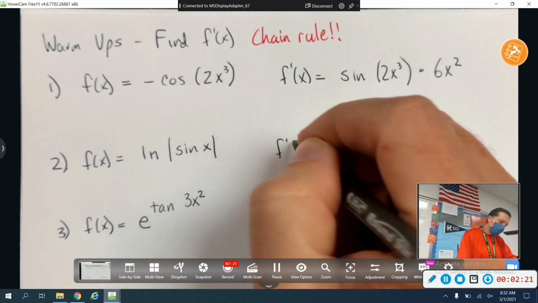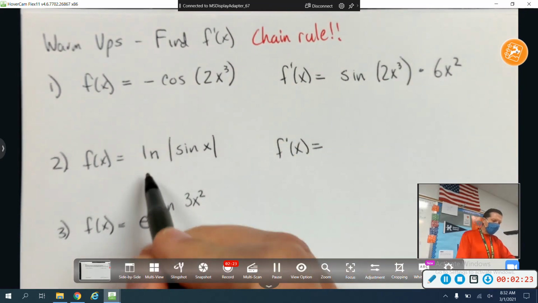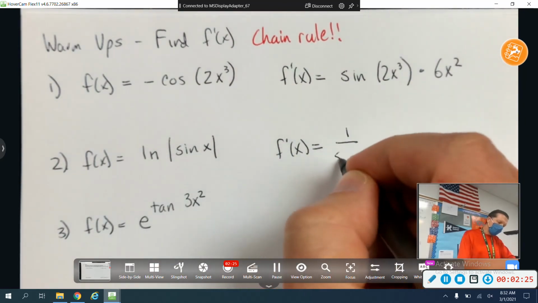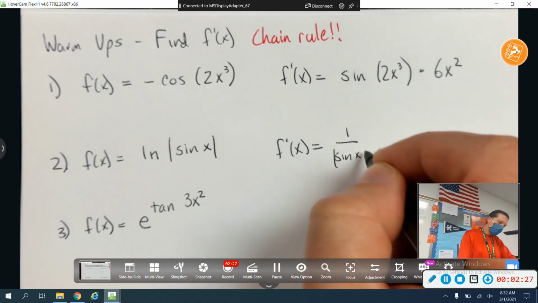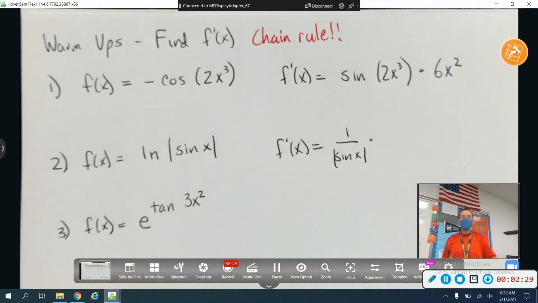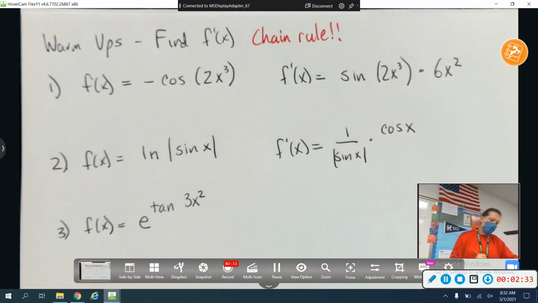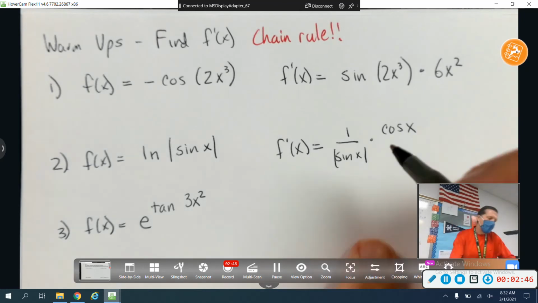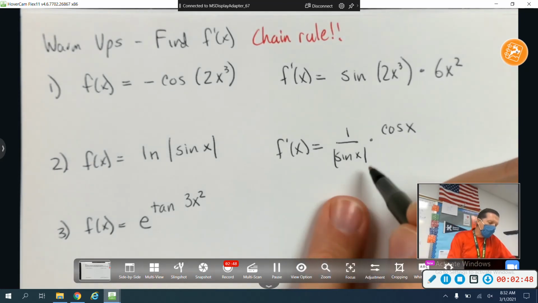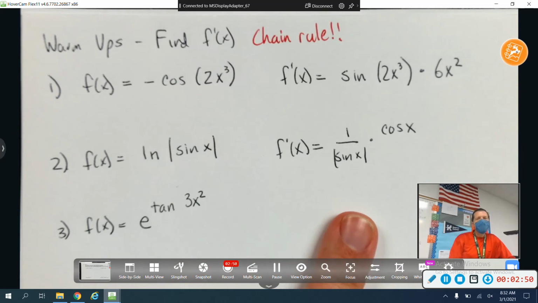Number 2, derivative of natural log is 1 over the argument times the derivative of the argument. This would be cosine. And put sin x in the absolute value? That's a good question. I was afraid you were going to ask that. I think you do because it started that way over here.